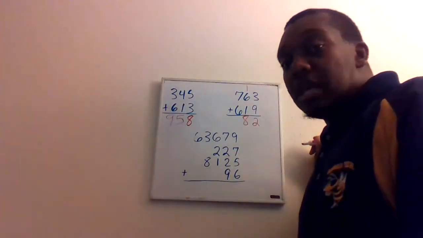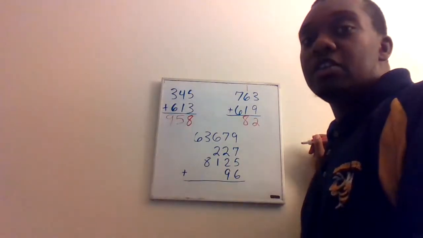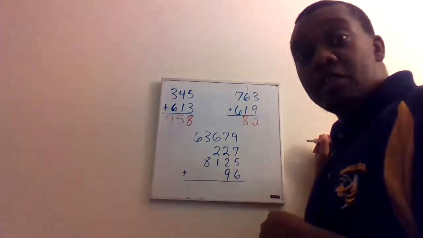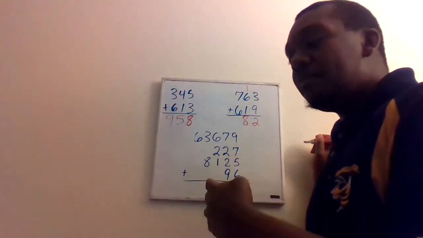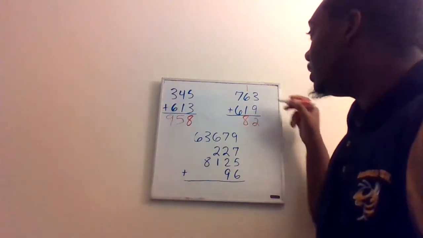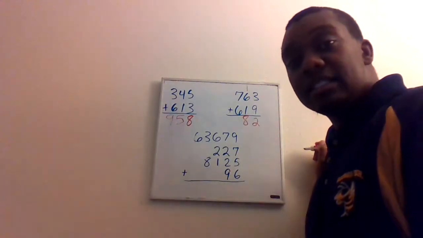Okay. And there was nothing else to move up. There was no other level to move up because 8 is definitely less than 10. And remember when we first looked at place values, as you go up, as you get a collection of 10, you move to the next level. Okay. So lastly, here we have 7 plus 6.